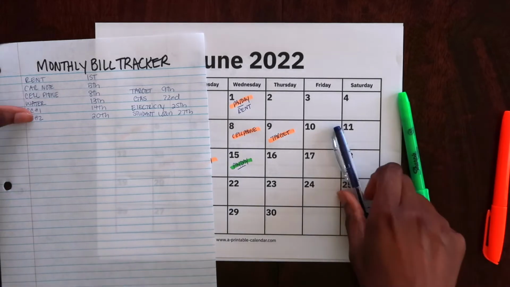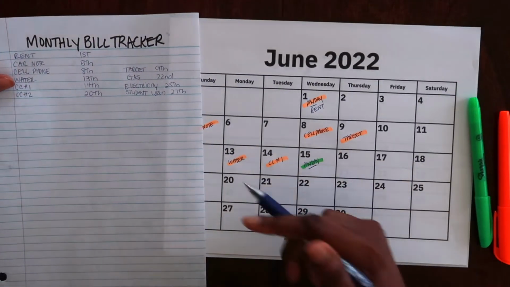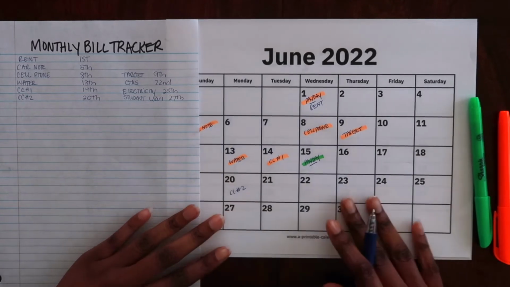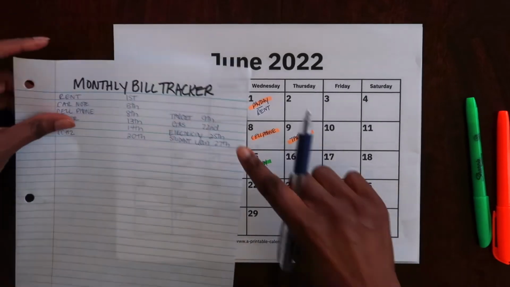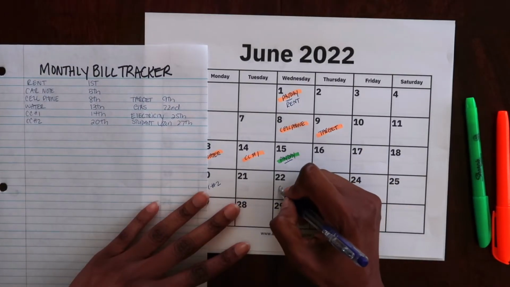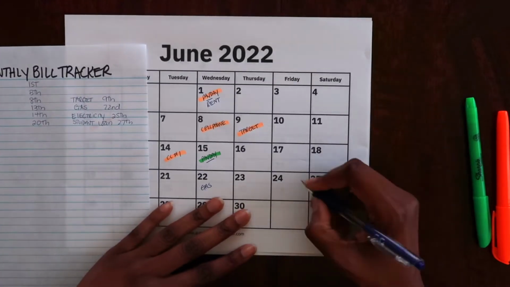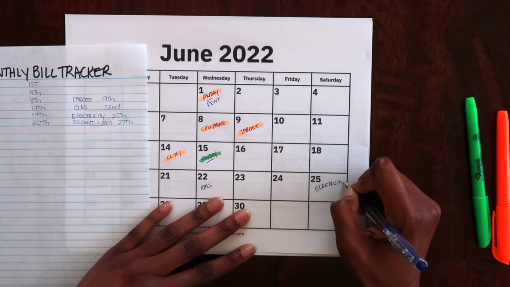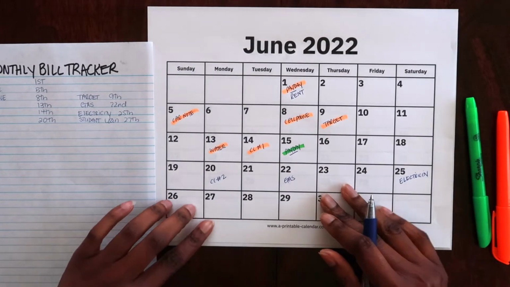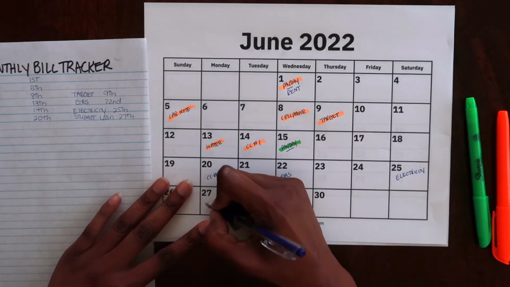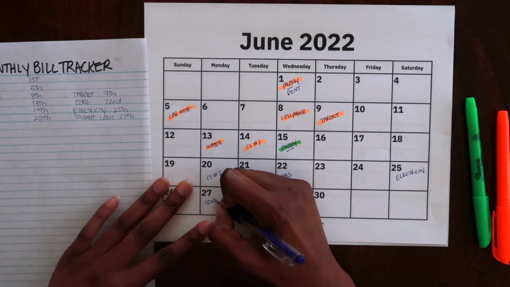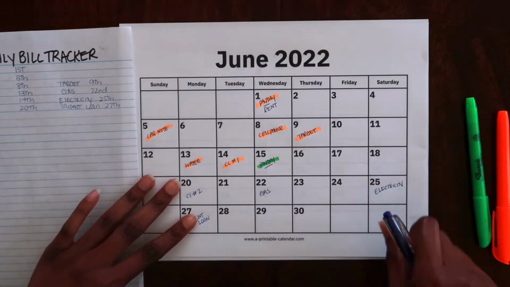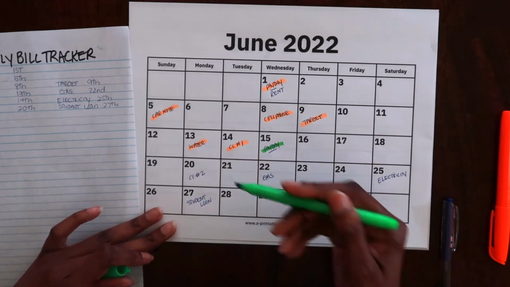Now credit card number 2 starts on the 20th here. And then we have the gas, which is on the 22nd. Electricity is on the 25th. And then student loan is on the 27th. That's due then. Okay. We're gonna make all of these green.